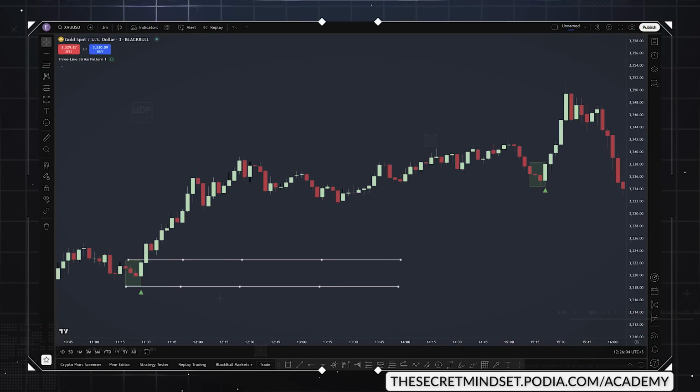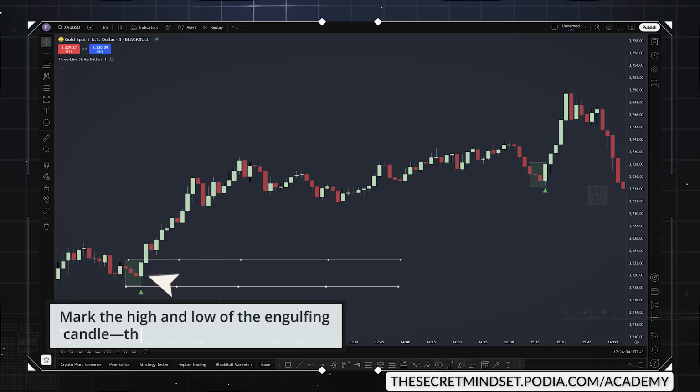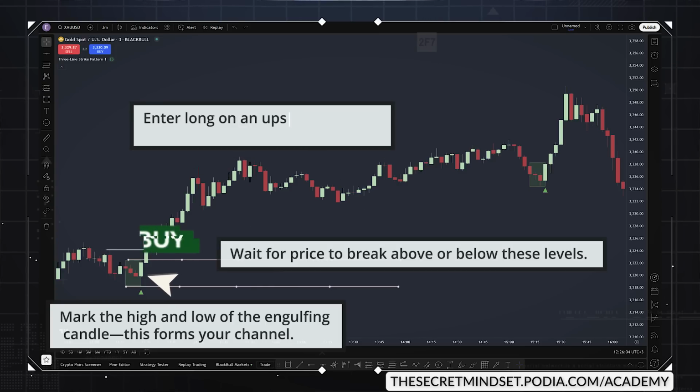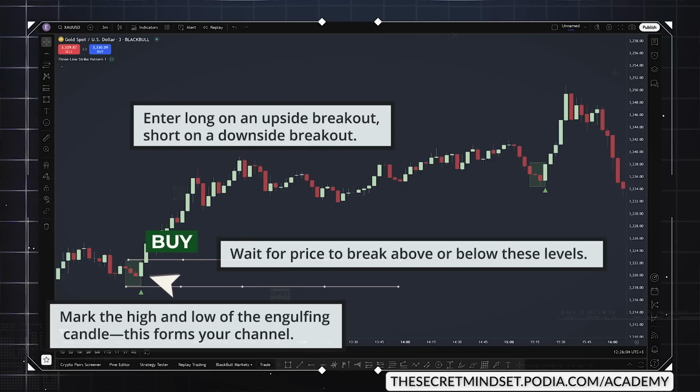Now you simply mark the high and low of the engulfing candle. These 2 prices are now your channel, and you wait and focus on the breakout. Watch for price to push above the high of the big candle or drop below its low. That's your trigger. If price breaks out above the high, you enter a long trade. If it breaks below the low, you go short. Don't guess which way it will go. Let the market show you. As soon as the breakout happens, you enter with the move.